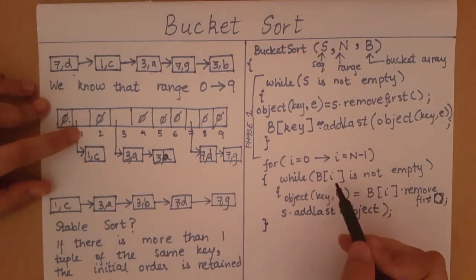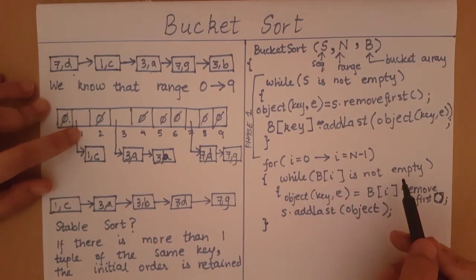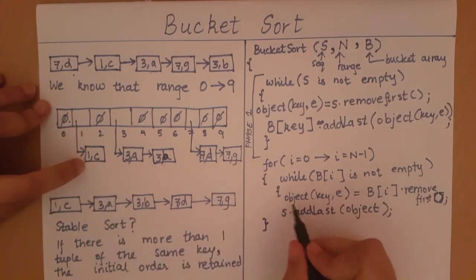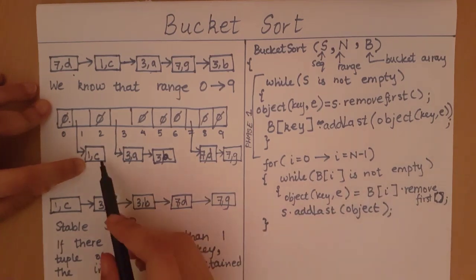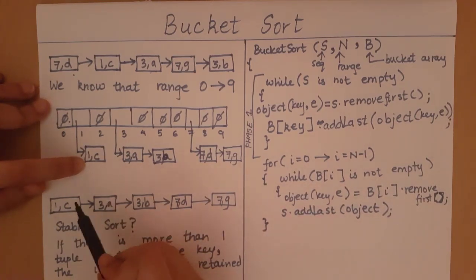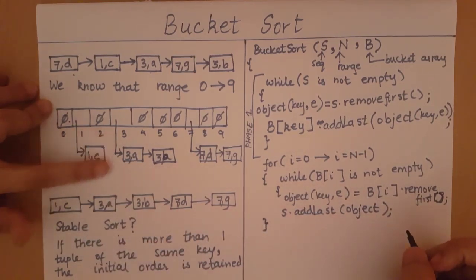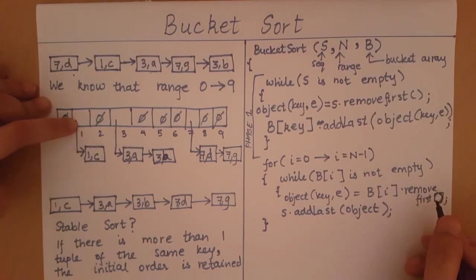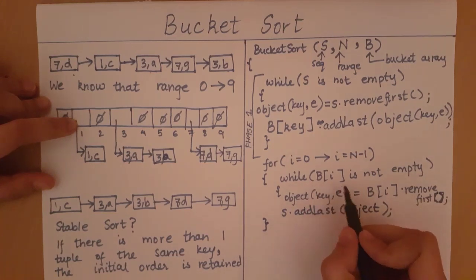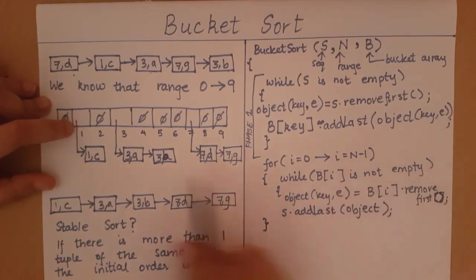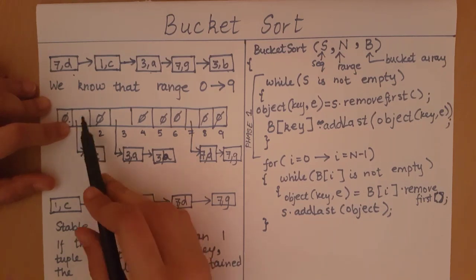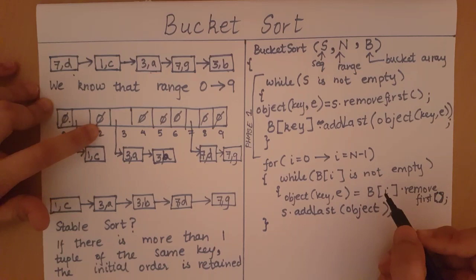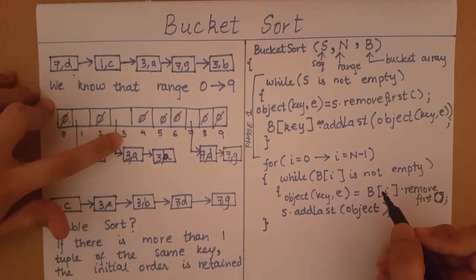I is 1. While B of 1 is not empty, B of 1 is not empty. So we store 1 comma C in a variable object. Then we add 1 comma C to the end of our sequence. Once we remove 1 comma C, when we remove first, 1 is going to become empty. Then we say while B of I is not empty, but at this point after having removed 1 comma C, 1 is going to be empty. So we go to the next one. 2 is empty, so we go to the next index.